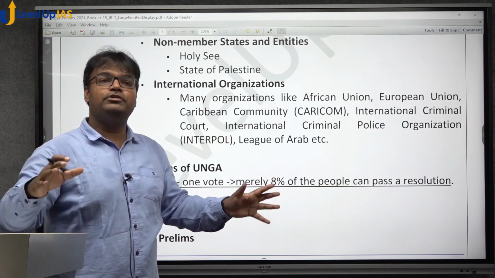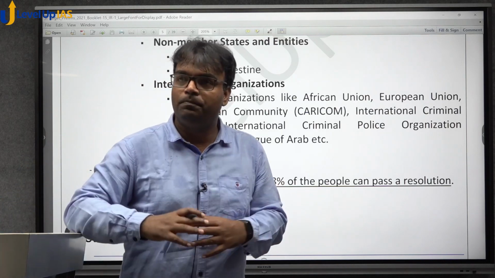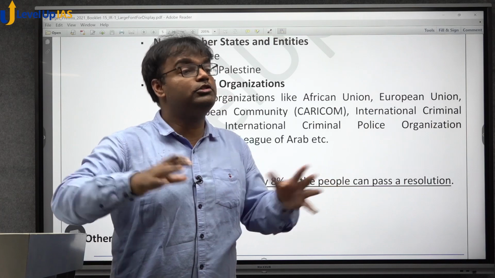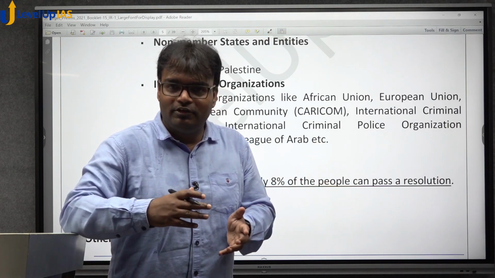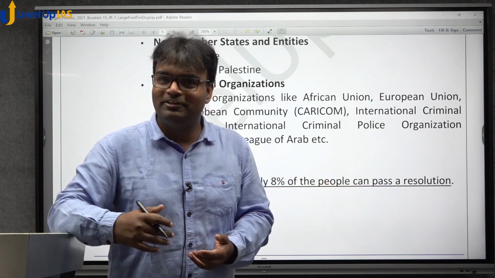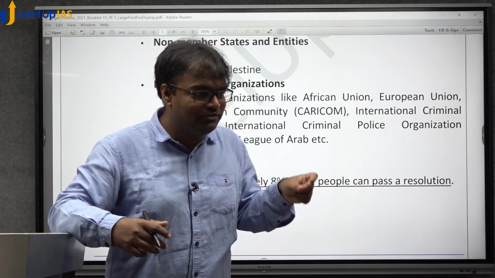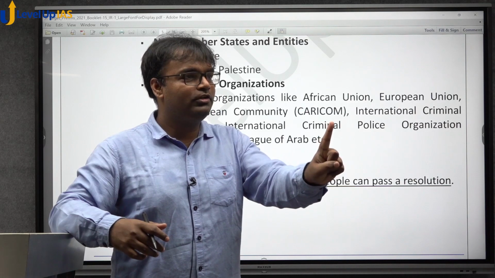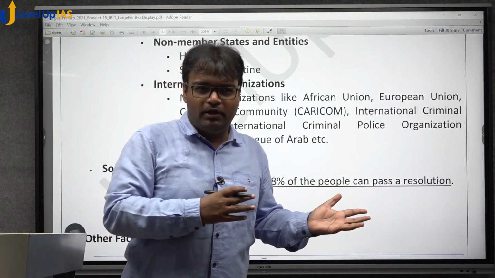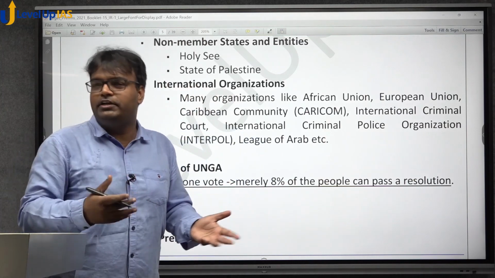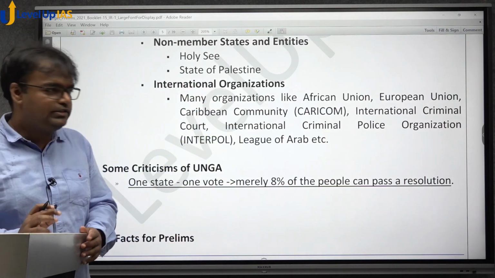That is, 8% of countries which represent only 8% of the world's population agree to it, because they'll be able to get 50% of the votes. Because countries with small population have one vote, and countries with very large population also have one vote. So this is one criticism which is laid against United Nations General Assembly.